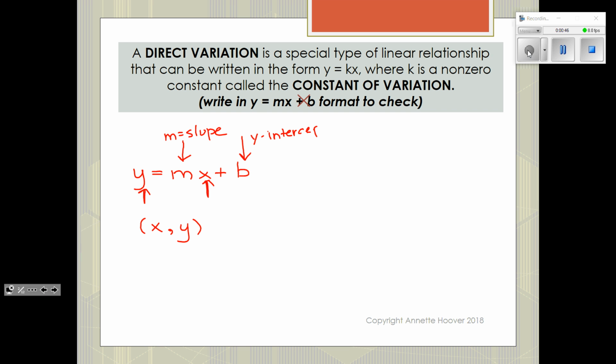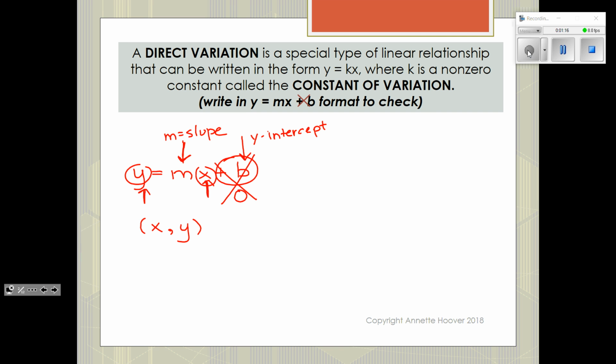Now what we're going to do with direct variation is look at an equation like this, except on each one of them, the y-intercept is going to be 0. So this part of the equation is not going to be there. We're going to be looking at an ordered pair with an x and a y, and we're going to be looking at the slope. Because the slope today is going to be constant, that means it's going to be a linear equation, and the slope between each of the ordered pairs is going to be the same.